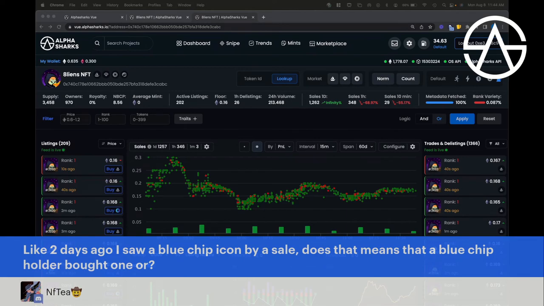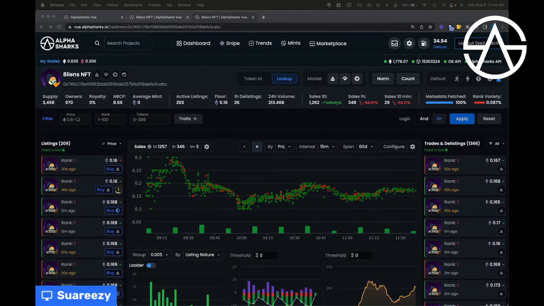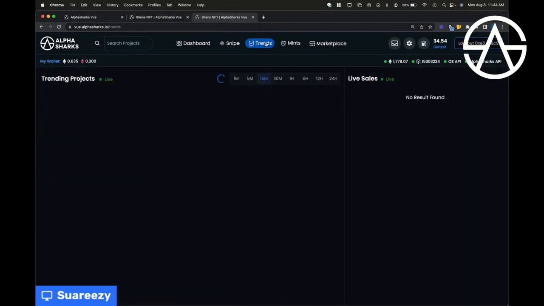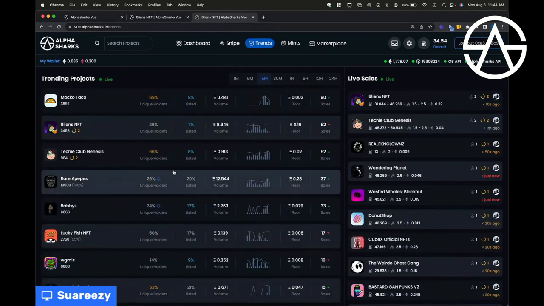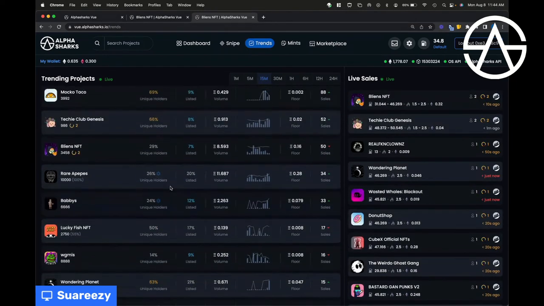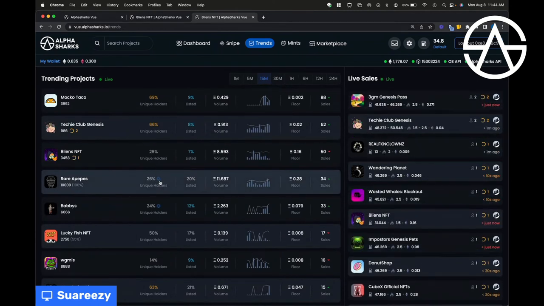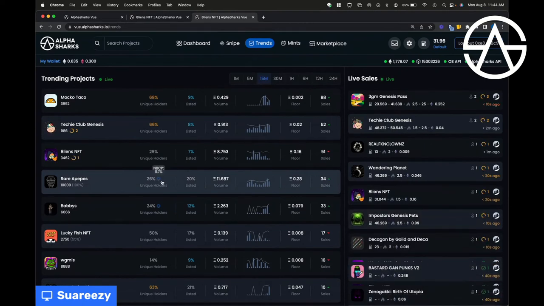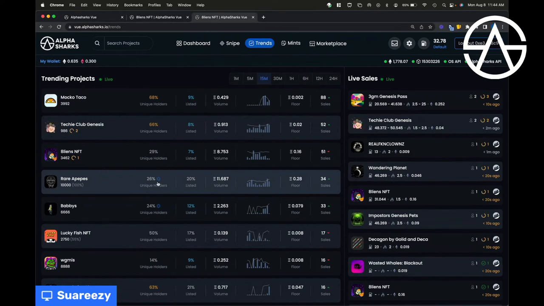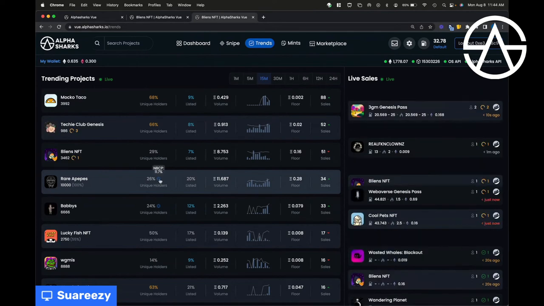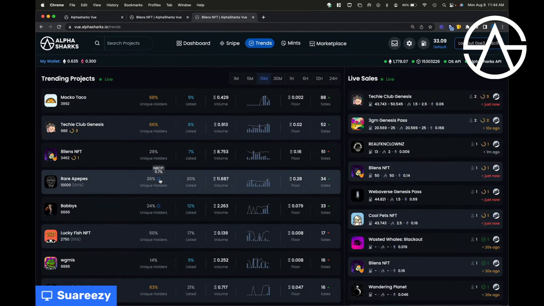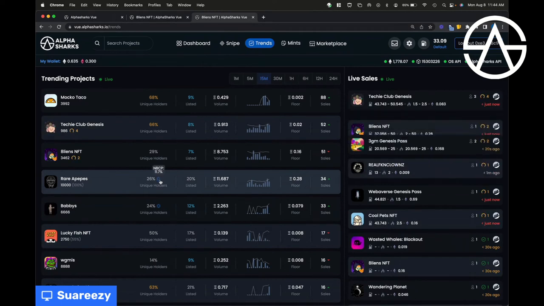NFT, like 2 days ago, I saw a blue chip icon by a sell. What does that mean? Does that mean a blue chip holder bought? Oh, that's a great bring up. Let's see if we can see a blue chip icon. Perfect. So I believe this is what you're talking about, NFT. This little blue chip icon here. So we have two of them that are actually going to pop up. If you have one little blue chip icon, what that's going to indicate is that this project actually has at least 10% NBCP. And that's a metric that we were talking about earlier.